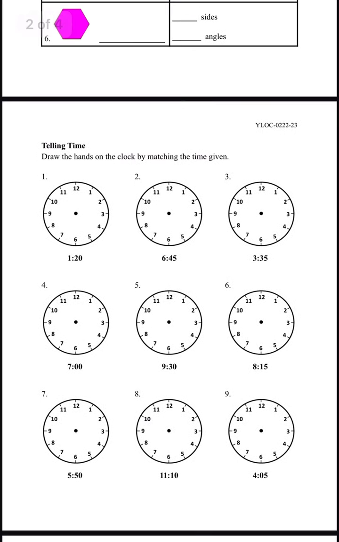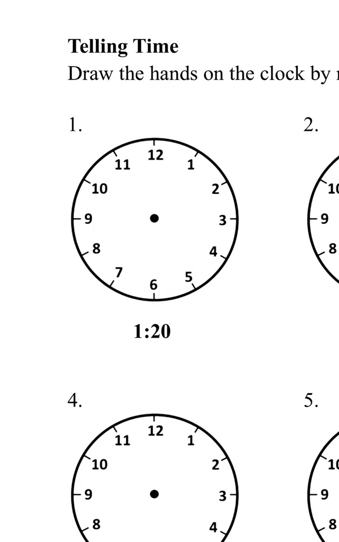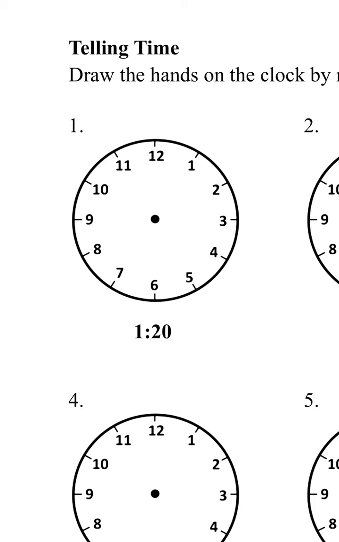We have telling time. Draw the hands on the clock by matching the time given. So we're going to try number 1. To find out the minutes, we're going to work on the minutes first. So this would be 0, and it goes up by 5. So we add 5. 0 plus 5 is 5. 5 plus 5 is 10.